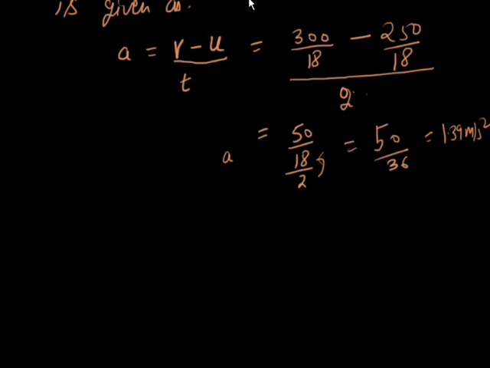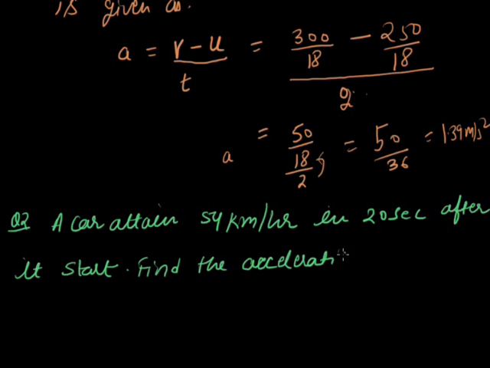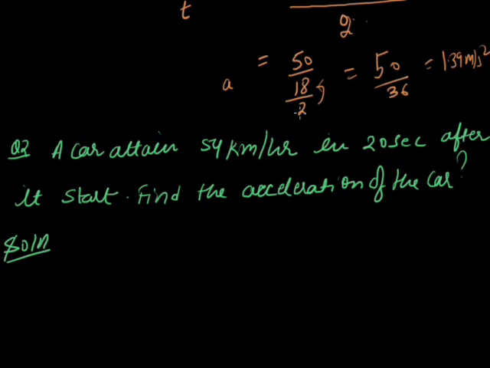Now we see the next question, in which the information given to us is that a car attains 54 km per hour in 20 seconds after it starts. Find the acceleration of the car. We have to find the acceleration of the car in the given problem, and it says the car attains a speed of 54 km per hour in 20 seconds. So acceleration is change in velocity upon time taken.